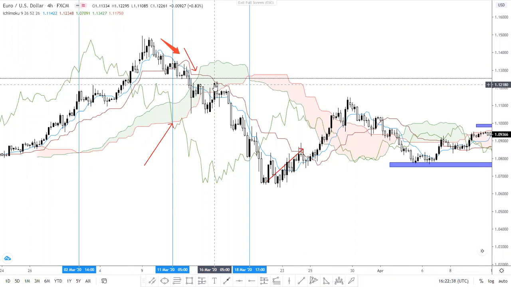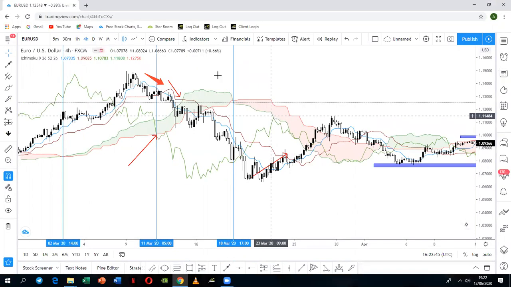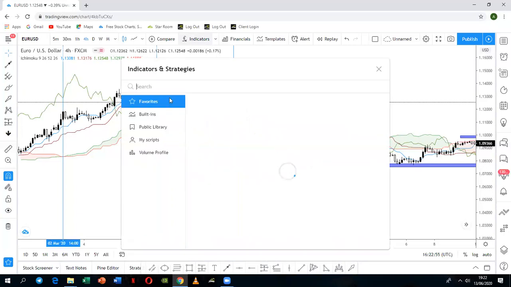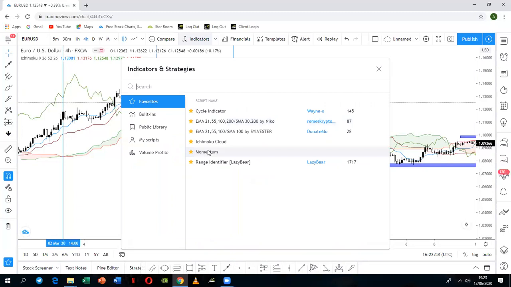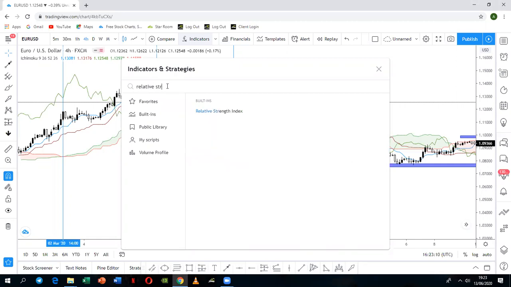So the other indicator I wanted to talk about is the relative strength indicator. So again, you find the indicators on the top panel of your TradingView. So you go and click indicators. So we've looked at the Ichimoku cloud and how to use it. All right. So let's look at the relative strength indicator. So you're going to type in relative strength indicator.